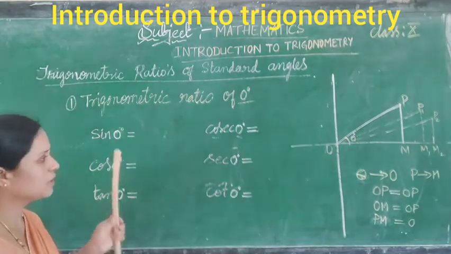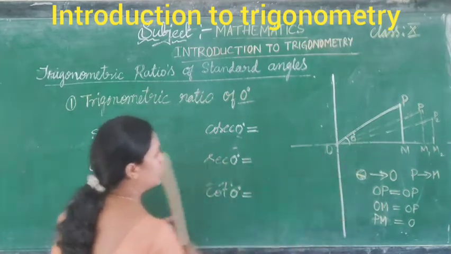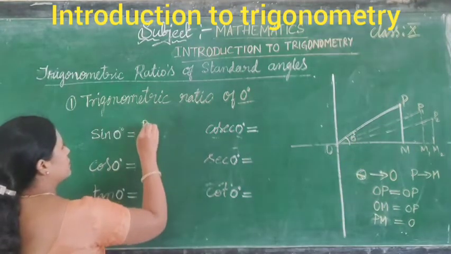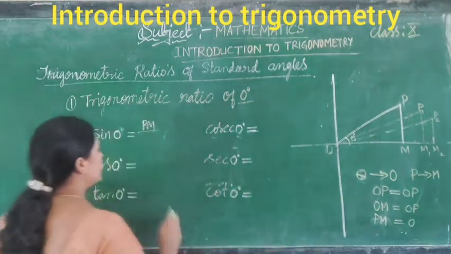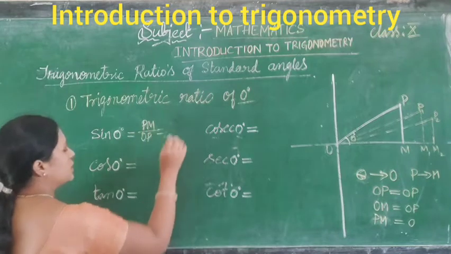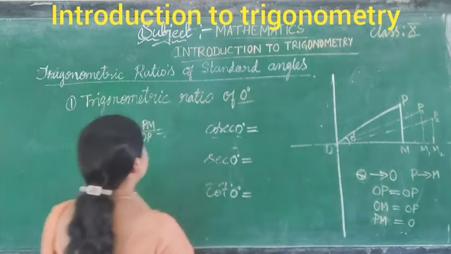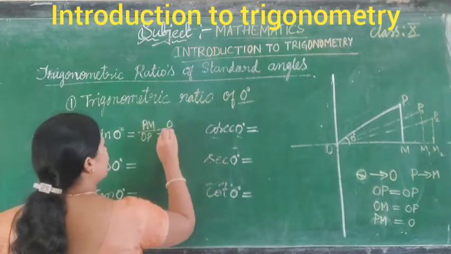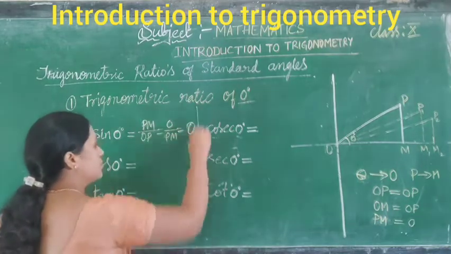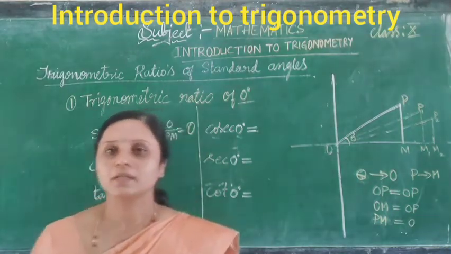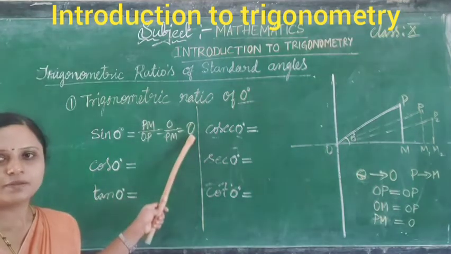So observe this one. Sin 0 is opposite divided by hypotenuse, that is PM divided by OP. What is PM? The length of PM finally becomes 0. So we write 0 by OP. And 0 divided by anything is equal to 0. That's why sin 0 is equal to 0.